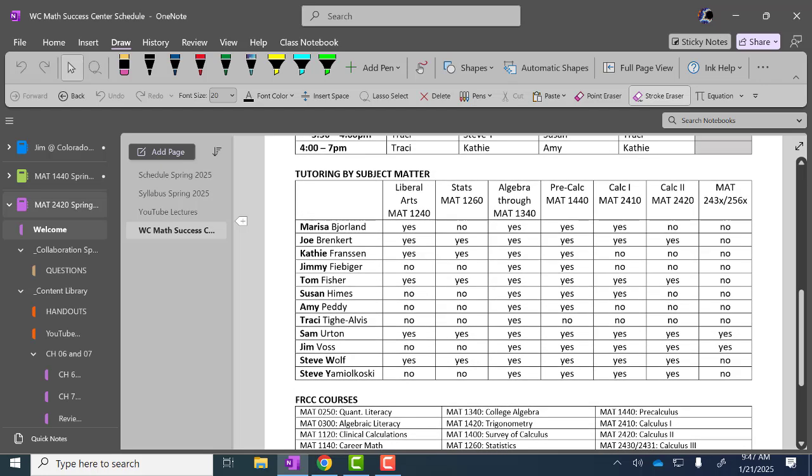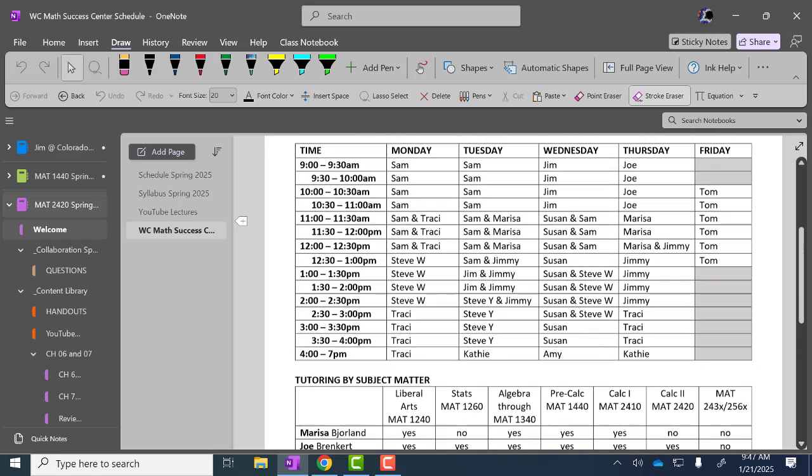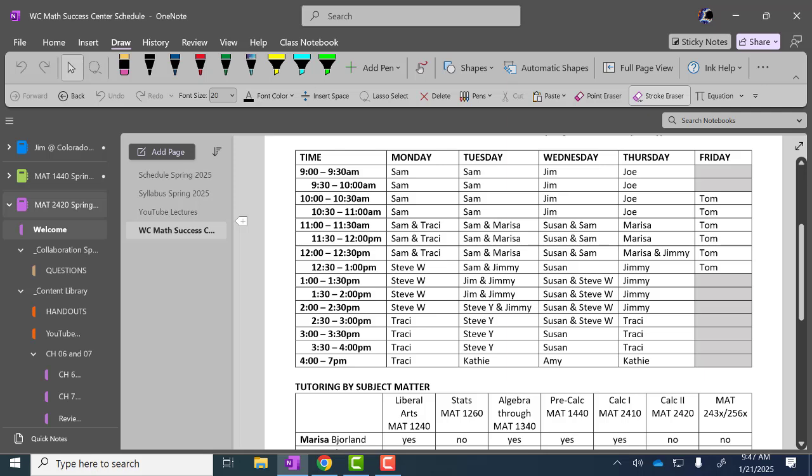Our class is Calc 2. So if you want to be in the Math Center when somebody can actually help you with Calc 2, look under this column for the yeses, and then just match the names up here. So our class is Tuesday and Thursday. I am in the Math Center every Tuesday afternoon and every Wednesday morning, from 9 to 11. Some of the folks that can help you with Calc 2: Steve Wolf teaches Calc 2, he can help you. Steve Yamakowski has taught Calc 2, he can help you. If you look at that list, try to figure out a time where you can go.